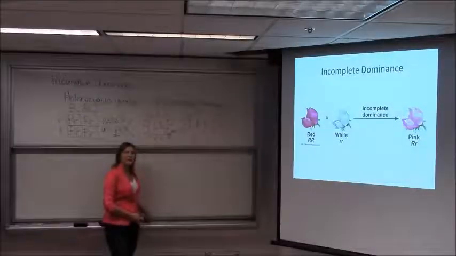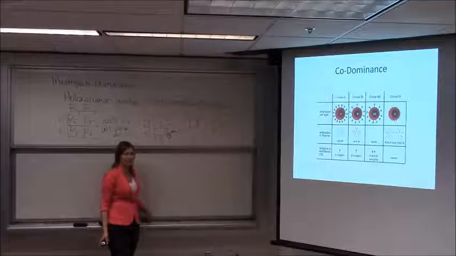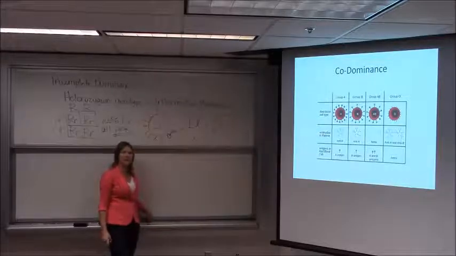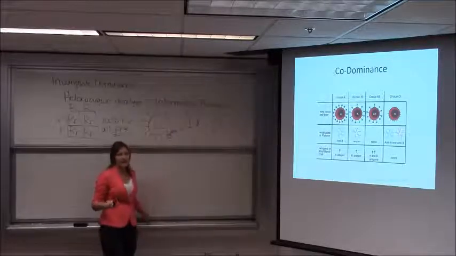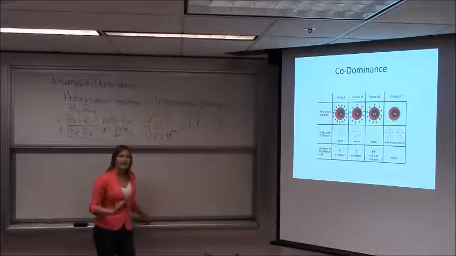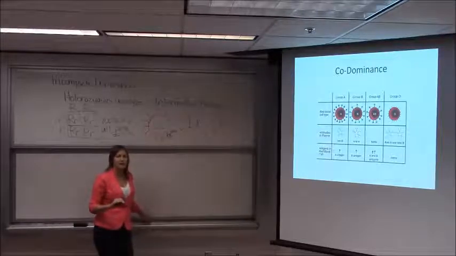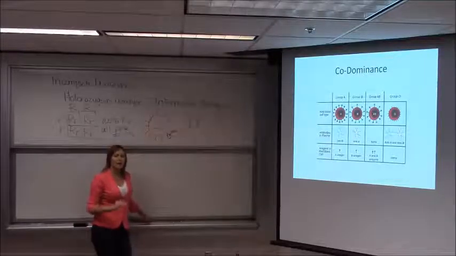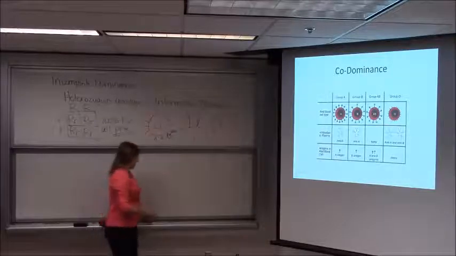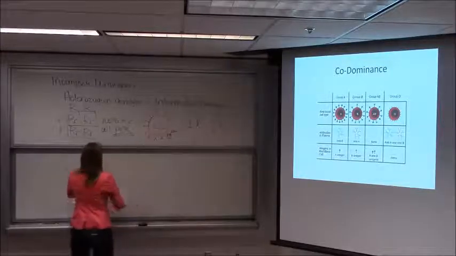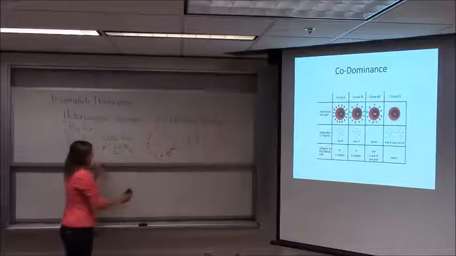Another pattern of inheritance that isn't quite as common is something called codominance. And the best example of that is human blood type. I'm not talking about Rh positive and negative. That is inherited separately, and that's a situation where Rh positive is completely dominant over Rh negative. This is just ABO blood type, and it is a good example of codominance.